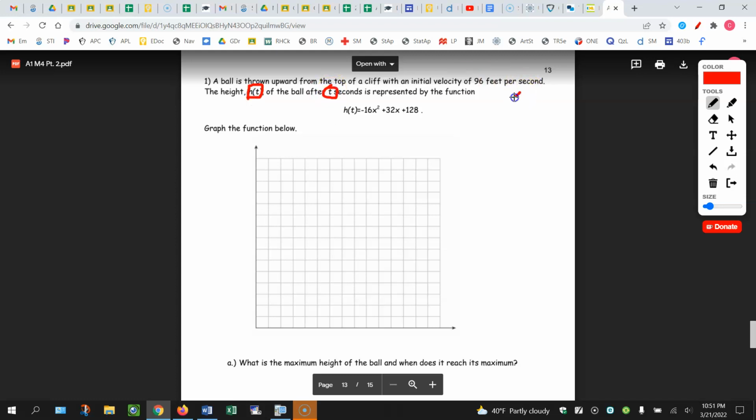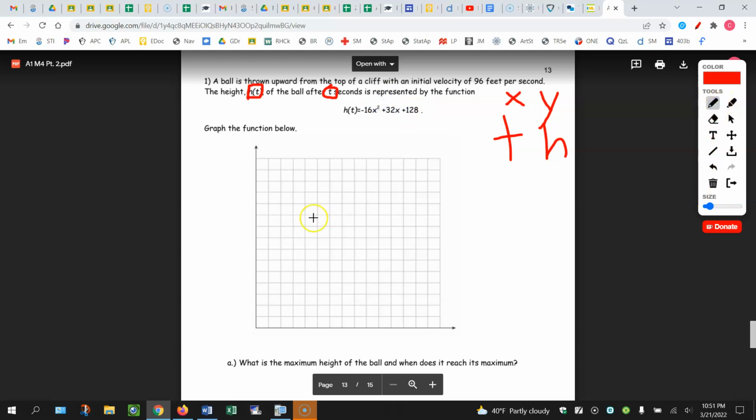So again, x, y, we have height and time. This is going to be time. This is going to be height. And these should all be t's here, not x's. These should be t's. Okay, I know that's kind of hard to see, so let me just erase that, but that's what those should be.